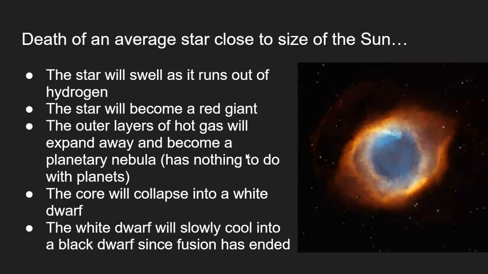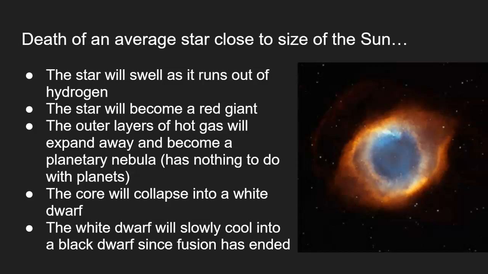Now, the death of an average star close to the size of the sun, so this would be something that would theoretically happen to our sun. It will swell as it runs out of hydrogen. Our star could swell up to the point where it will consume Mercury and Venus and possibly the Earth. That's how big it will get. It will become a red giant.